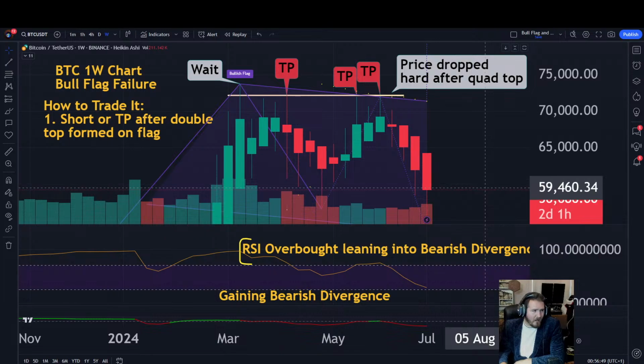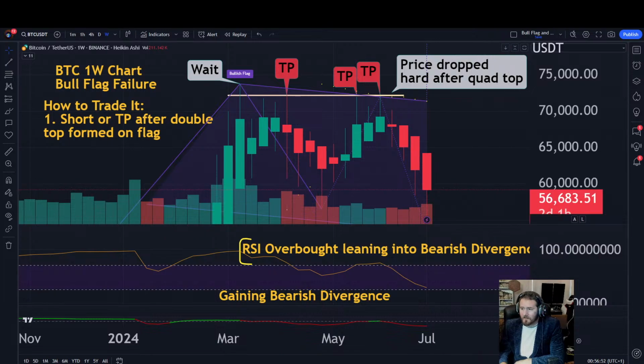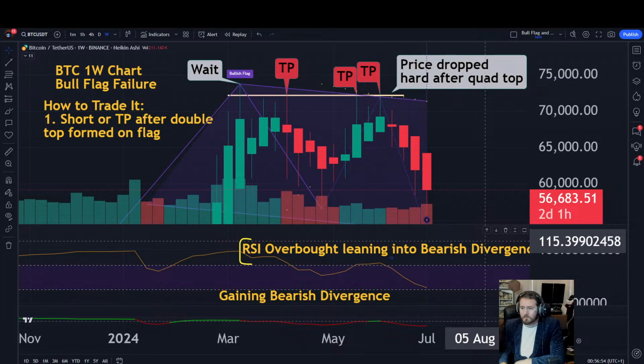So basically, if there's not a buyer and you're selling, price is going to bleed down.